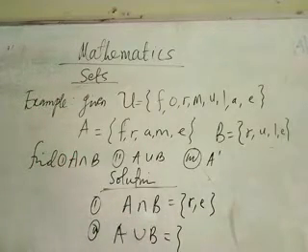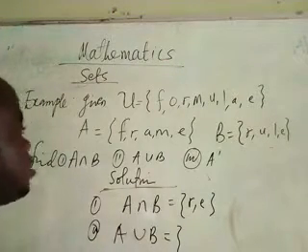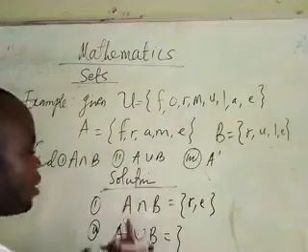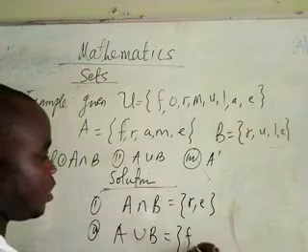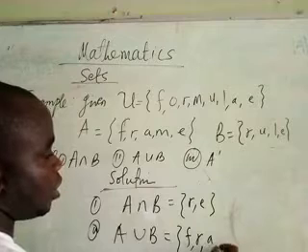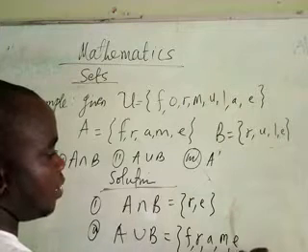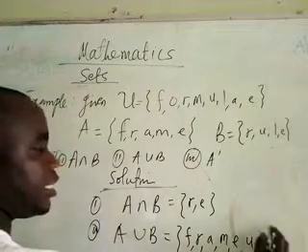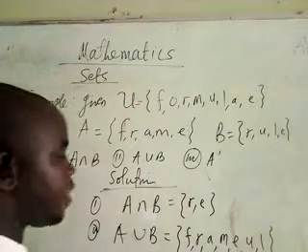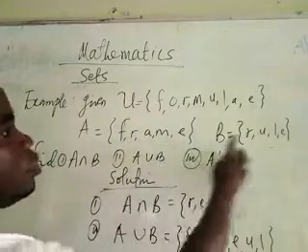Now, note this. When writing sets, your arrangement doesn't really count. And you don't write a particular element two times. So let me write this. To join A and B, that's what A union B means. I'm going to put F, comma, R, comma, A, comma, M, comma, E, comma, U, comma, L. I think these are the only elements I have there. F, R, A, M, E, U, L.